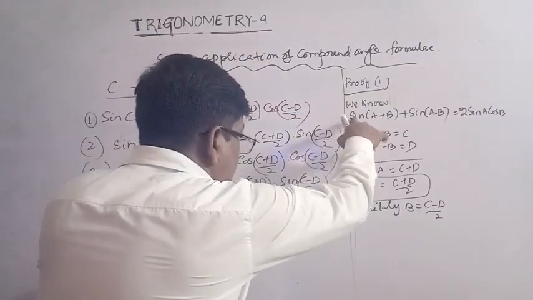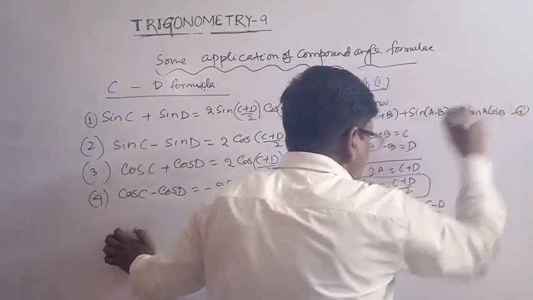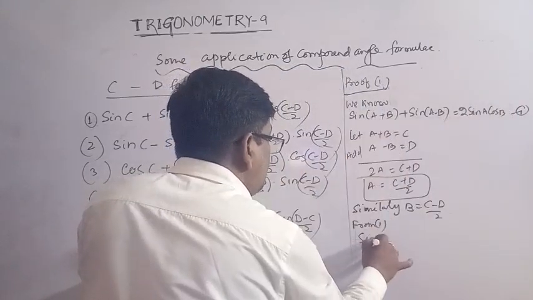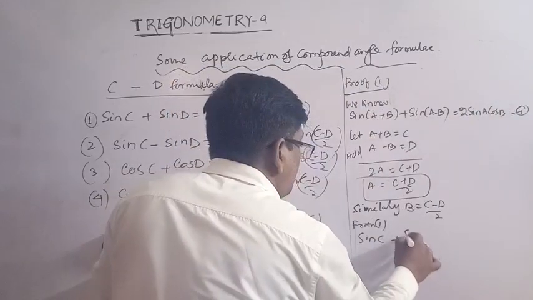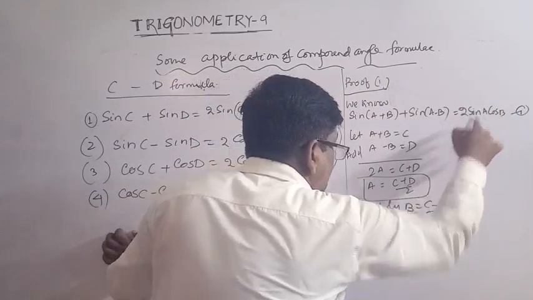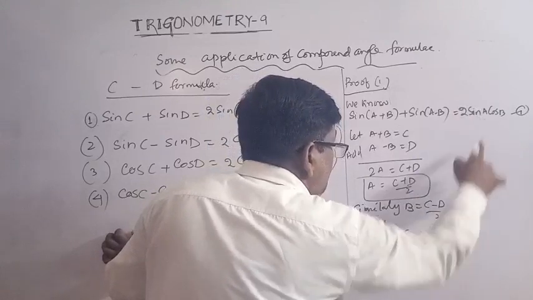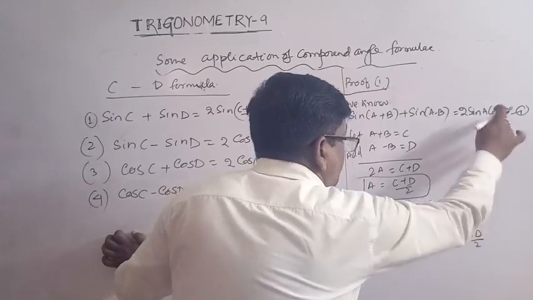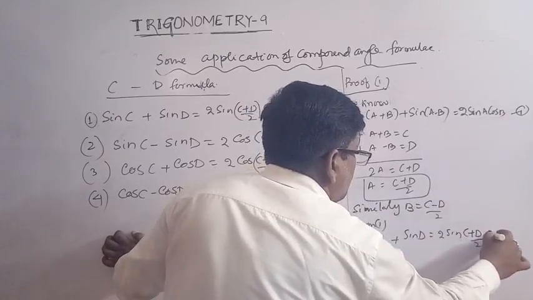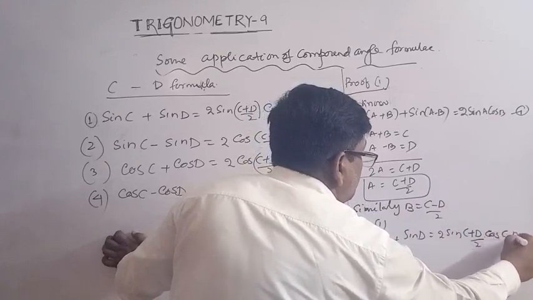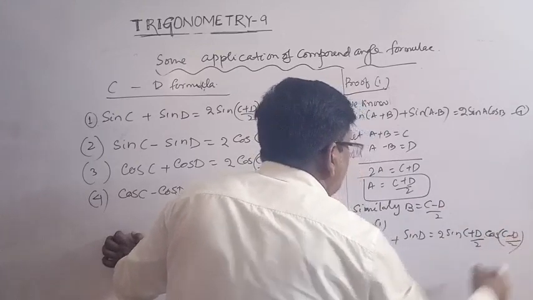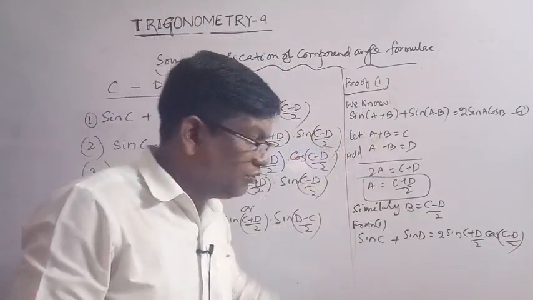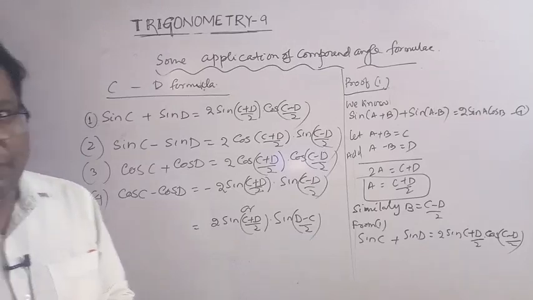Now sin(A+B) means sin C, sin(A−B) means sin D, and 2 sin A cos B becomes 2 sin((C+D)/2) cos((C−D)/2). Similarly, all formulas can be proved taking A+B equal to C and A−B equal to D.